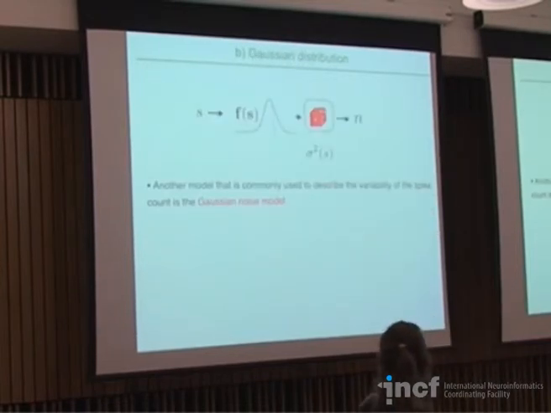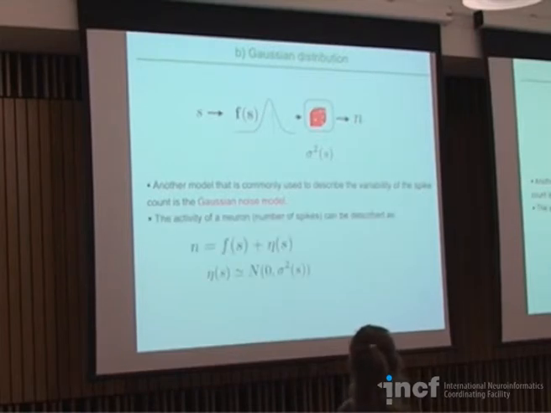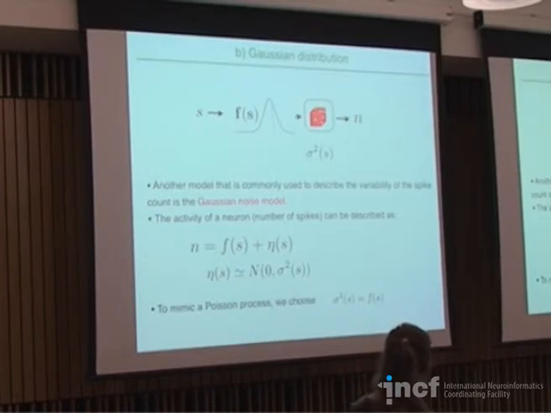Another model that is very frequently used is the Gaussian distribution, as I've said. So in this model, we are going to model the spike count on a given trial as the mean spike count, which is going to be given by the tuning curve, plus some noise. And here, this noise is Gaussian, centered on zero, with some amplitude. And we can fix that amplitude so that the variance is strictly equal to the mean, and then we would have something very similar to a Poisson process, or a function of the mean. So the Gaussian distribution is also a model that you can use to describe the variability. Is that clear?